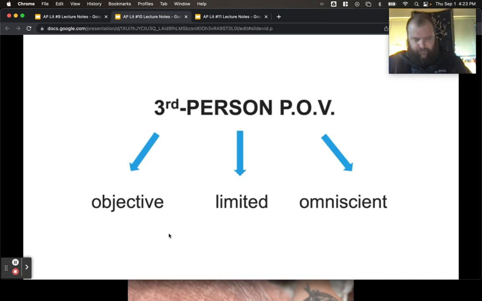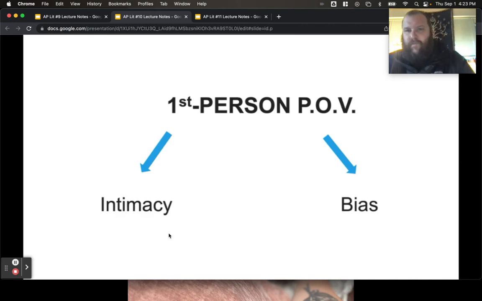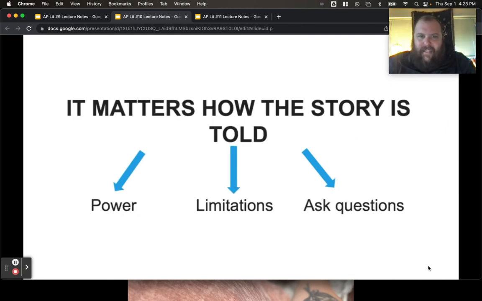And so just to review even further back, right? We have first person, right? That gives us our intimacy, but also our bias, and third person has all different kinds of characteristics, right? What it comes down to, my friends, is it matters how a story is told. It really does. It matters whether the story is first person or third person omniscient or third person limited or third person objective, because it brings into question ideas of power. Who has the power in this story?